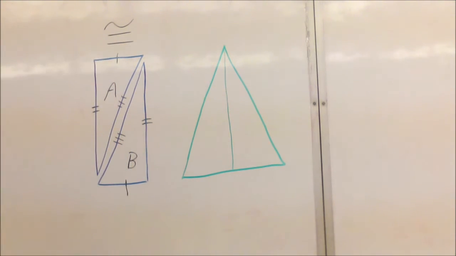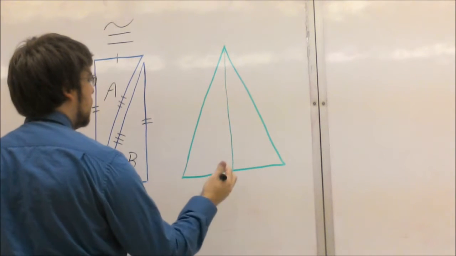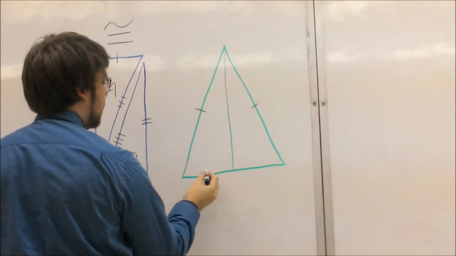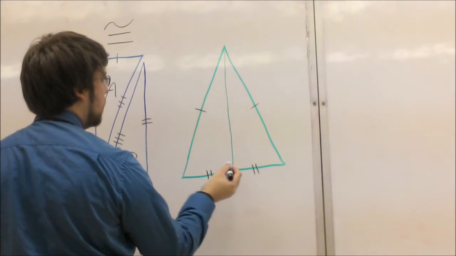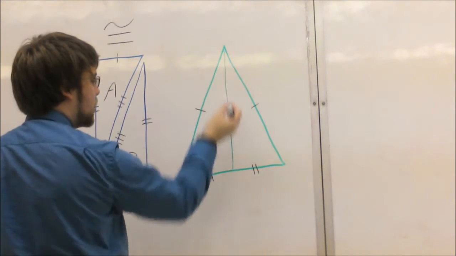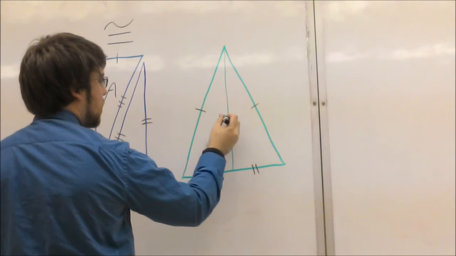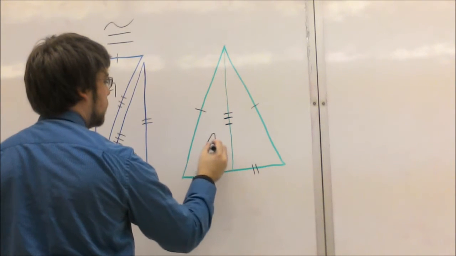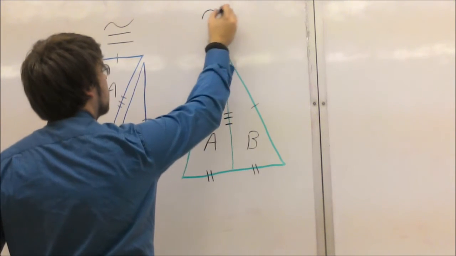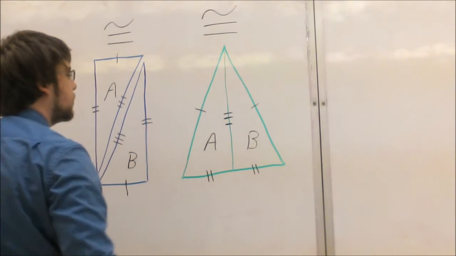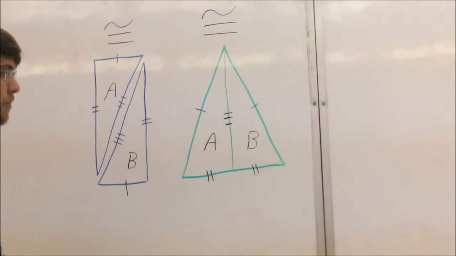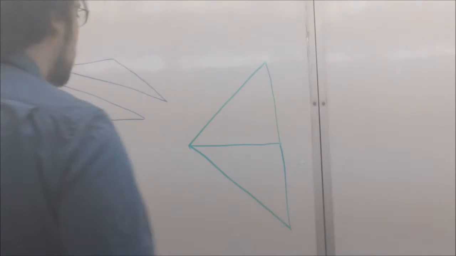Alright, so again we need three sides congruent to have this side, side, side. So let's say we have this side and this side congruent. We know this is an isosceles triangle, so that segment in the middle is not only the median, so it splits those into two, but we can also have that reflexive of itself, so that middle segment is congruent to itself. Triangles A and B will be congruent to each other. And this is how you get triangles congruent with side, side, side.